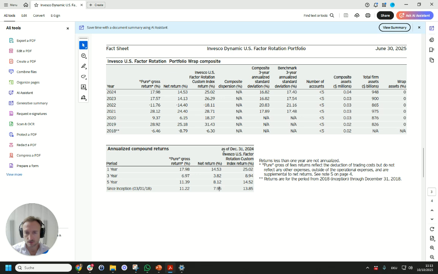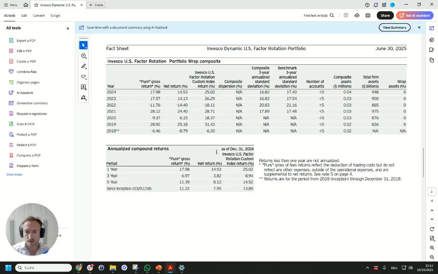Now, the benchmark that they're using is an index, the US factor rotation custom index return. I'm not sure what this is. It might be static, might also be dynamic. But this generated 13.85%. So effectively, Invesco has been underperforming their own benchmark by almost 6% per annum. And we can't really explain this by costs, because the trading cost for ETFs is fairly low and the fees of these products are fairly low.